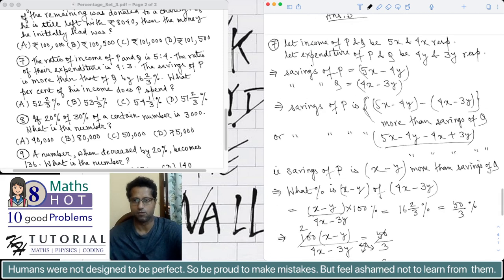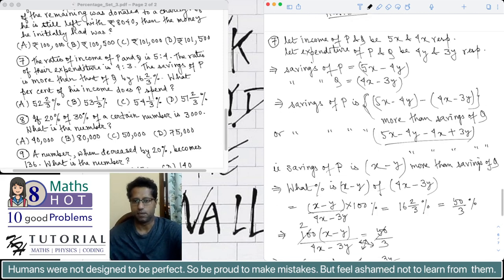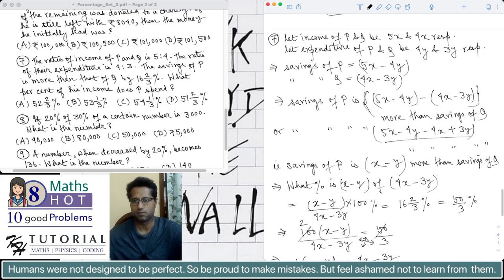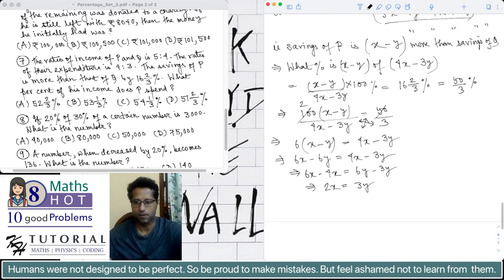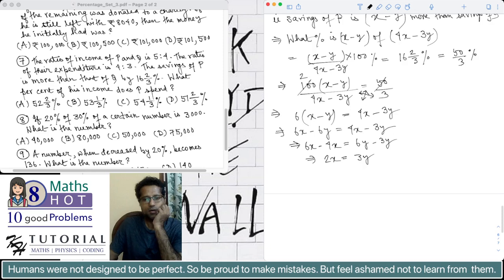What was x? x was the variable part when we assumed the income of P and Q to be 5x and 4x. It's a variable. Also, y is a variable when we were assuming the expenditure of P and Q. Anyway, okay. Now let's see. It is asking what percentage of his income P spends.